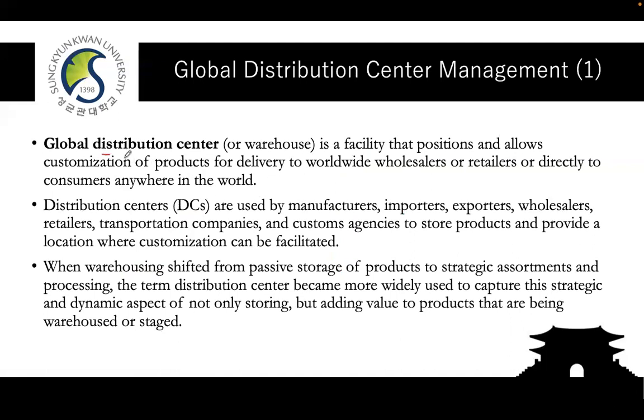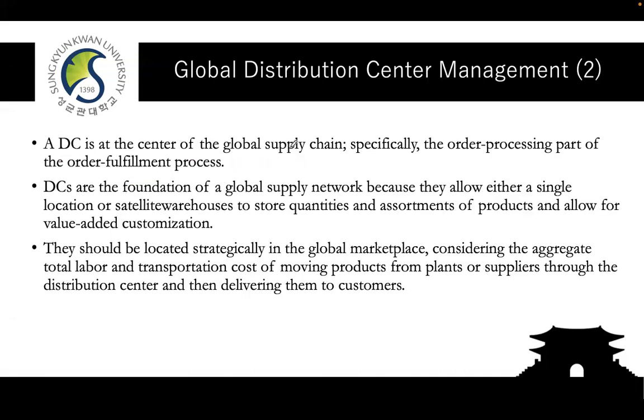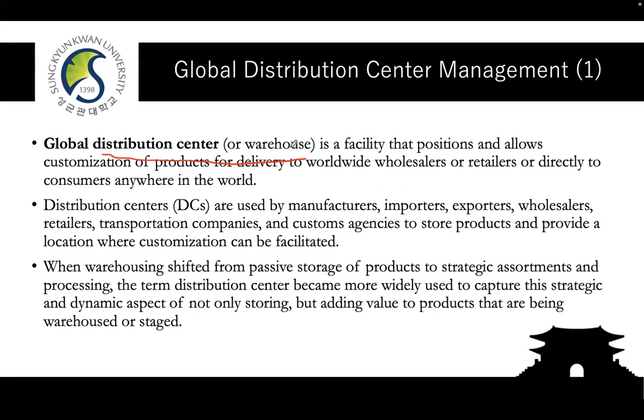Global distribution center, a warehouse. The distribution center is a facility that will customize products for delivery to many places, maybe to worldwide wholesalers or retailers. So it's like a distribution center. It could be located anywhere. Maybe at one particular place, it will function as the center for the customization of products before their delivery to wholesalers or retailers all over the world. Okay. Yeah, some issues here.